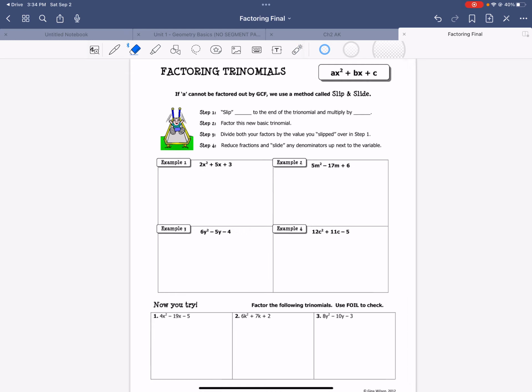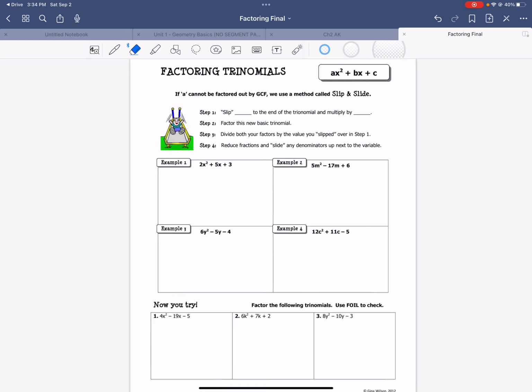But wait, do you see we moved the first number to the last number and then multiplied? Which means we also have to do the opposite, which means divide by what we slipped over. In this case, 2, because we moved 2 to the end, which means we divide by 2. If it was like 5, you have to divide by 5.